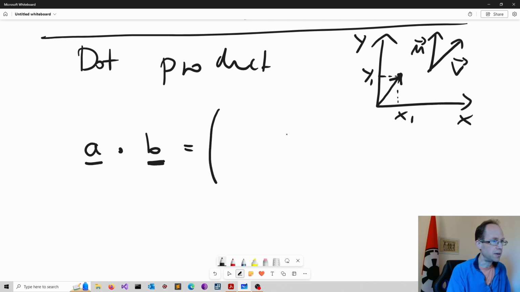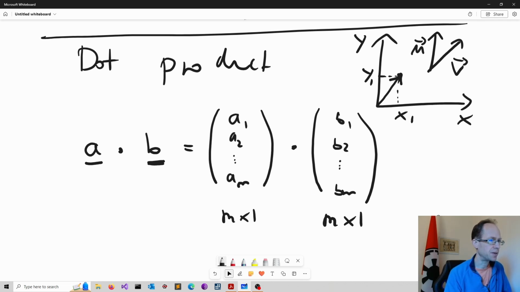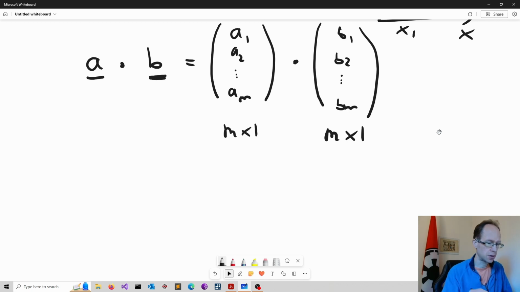Now, looking at this, it might be A1, A2, and we go up to, say, A small m. So we have an m times 1 dimensional column vector. We use the dot product here, and we have here B1, B2, all the way up to Bm. So again, we have a matching dimension. And the dot product simply proceeds as follows.